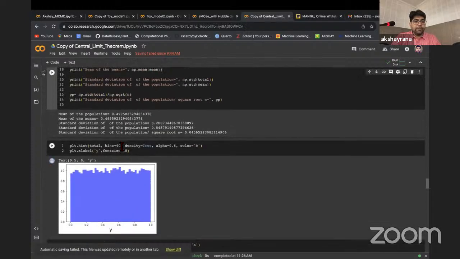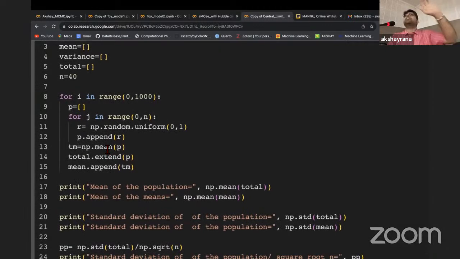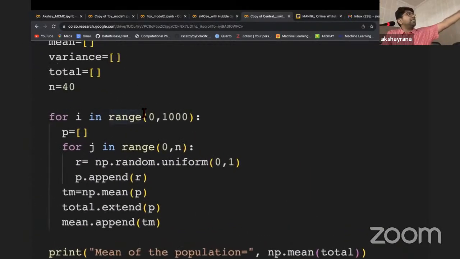Over here, I have created a set of uniform random numbers. In this first example, I'm playing with uniform random numbers only. If you look at the basic for loops I'm using, this is a nested for loop. I have a limit of n equal to 40. I have 1000 uniform random numbers, and out of those I have chosen samples of size 40.